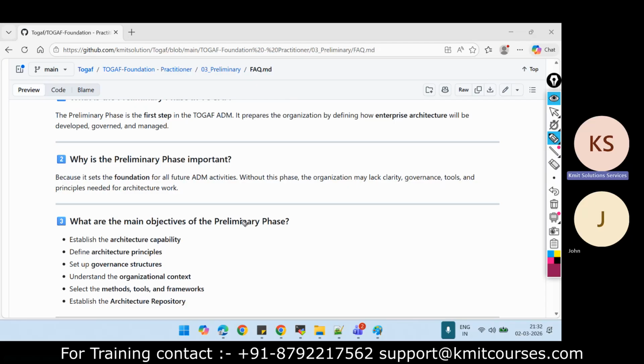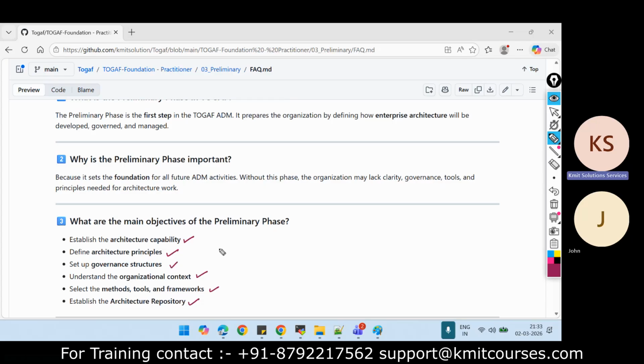What are the main objectives of the preliminary phase? Now you understand that first we define the architecture capability, we define the architecture principles, which we have also discussed, set up the governance structure, right? Understand the organization context, select the methods, tools, and framework, and establish an architecture repository. So these are the main objectives.